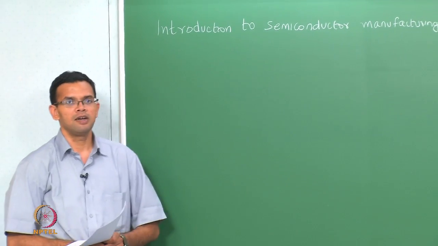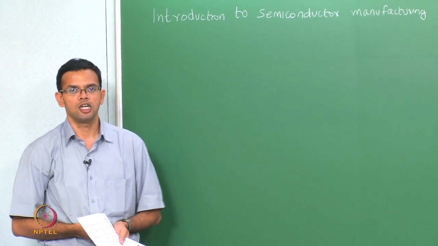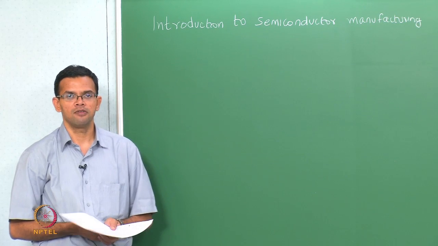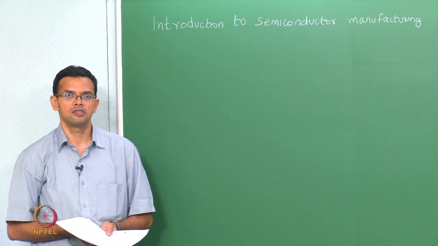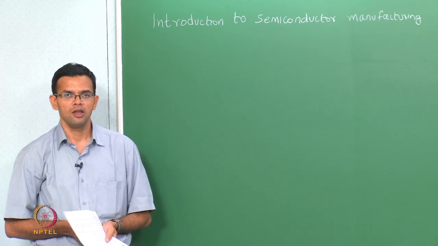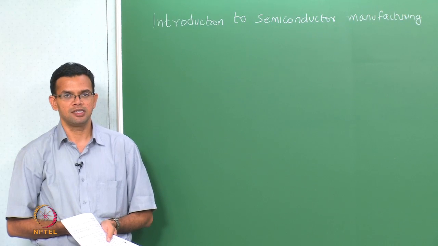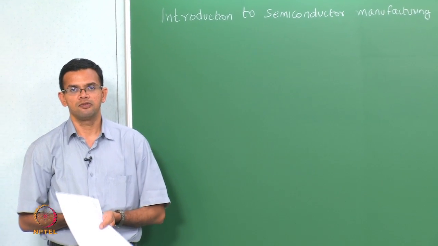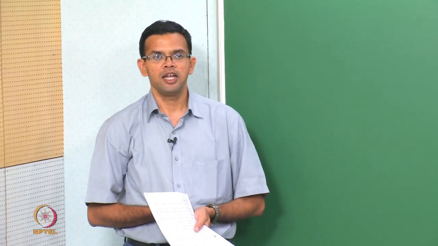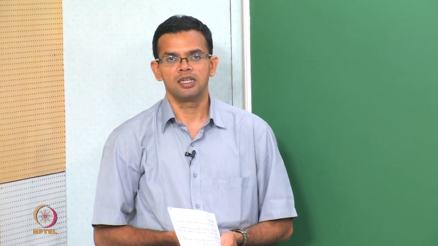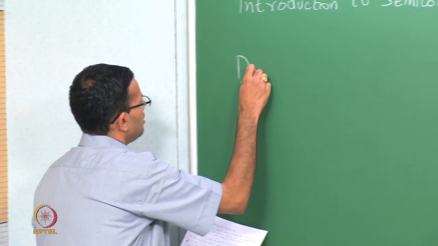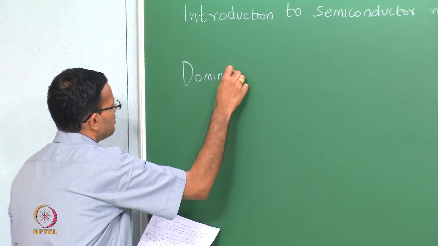When we looked at devices, we started with simple PN junctions, we then went on to transistors, and we also looked at a variety of optoelectronic devices like LEDs, lasers, solar cells and so on. A wide variety of materials are used, especially in optoelectronic devices, where you have heterostructures based on gallium arsenide. But the dominant material in the semiconductor industry is silicon.